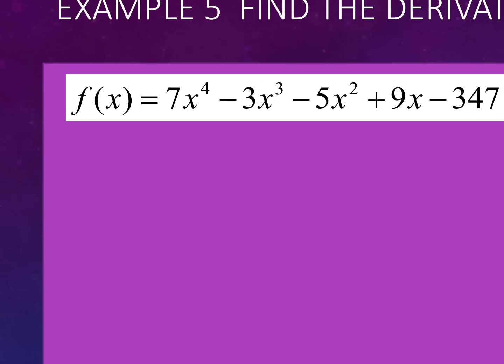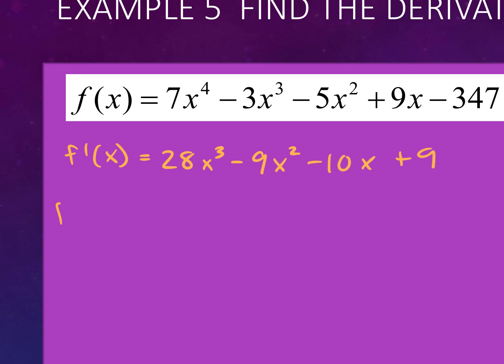So let's find our first derivative, f prime of x. What would our derivative be? 28x cubed minus 9x squared minus 10x plus 9. Perfect. What's our second derivative? 84x squared minus 18x minus 10. Perfect. Let's find our third derivative.